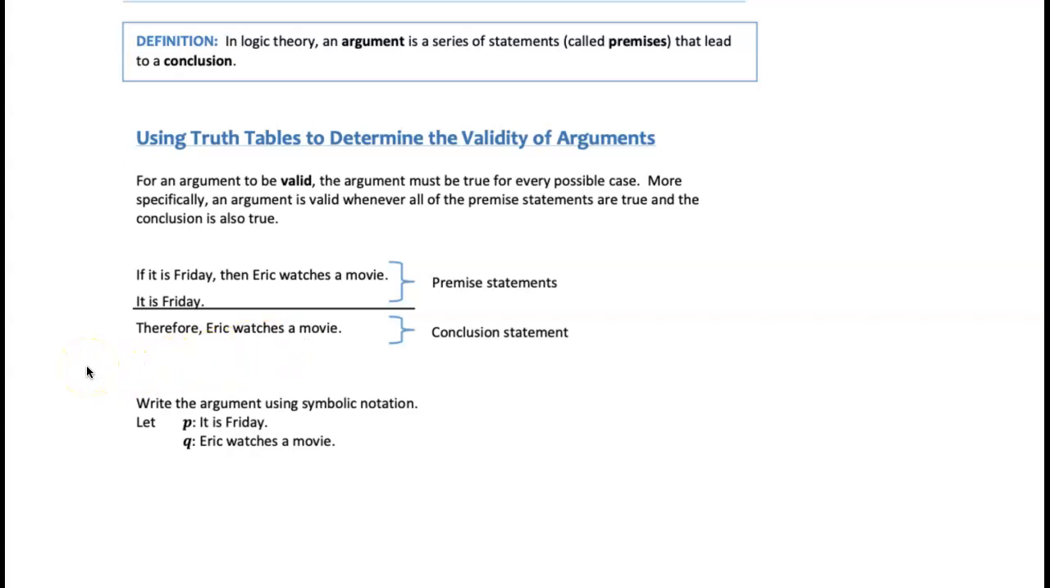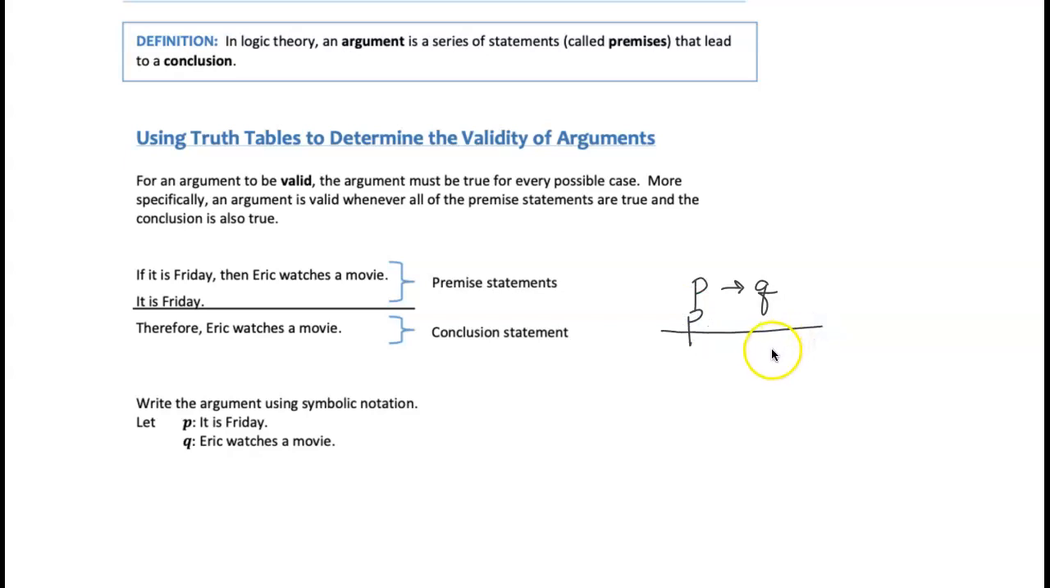It's going to be helpful to us to also convert our written argument into symbolic notation. Using the statements P and Q as shown, the first premise statement, if it is Friday, then Eric watches a movie, is a conditional, and we would write that as if P, then Q, or in symbolic notation, P arrowing towards statement Q. The second premise statement, it is Friday, is restating statement P.